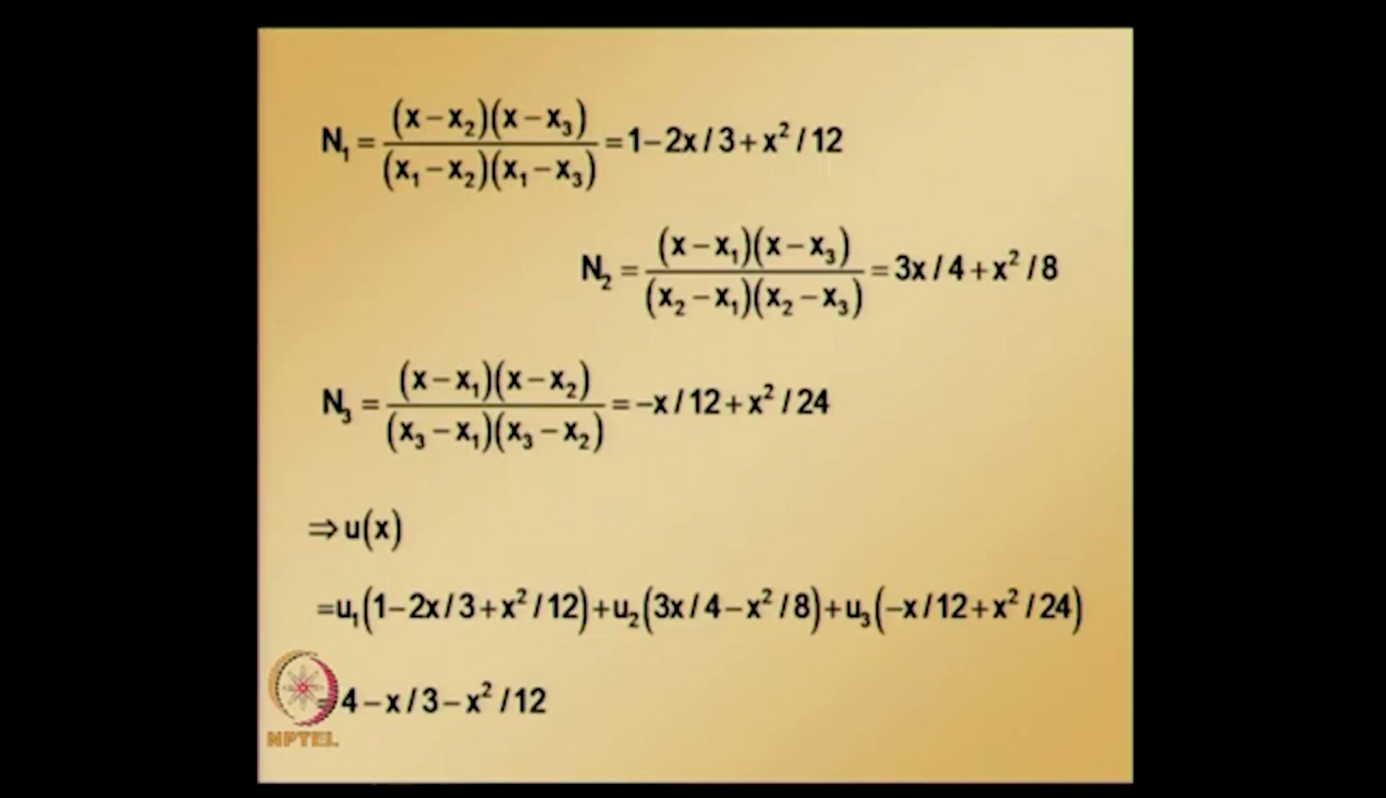So, simplifying that, we are going to get u is equal to 4 minus x over 3 minus x square over 12. You can see here this trial solution is quadratic, and also each of the shape functions are quadratic. So, now we can plot this n1, n2, n3 and also the approximate solution.